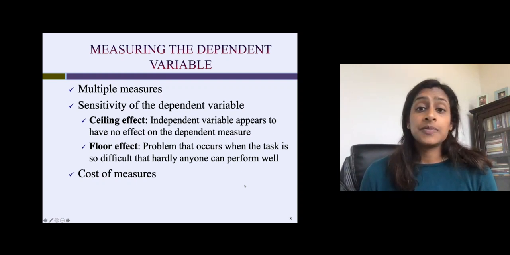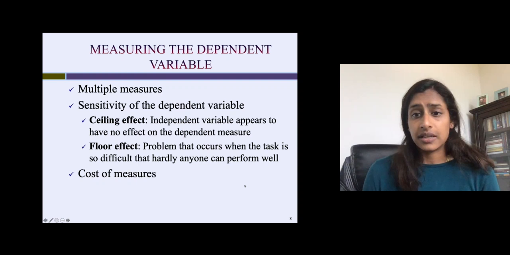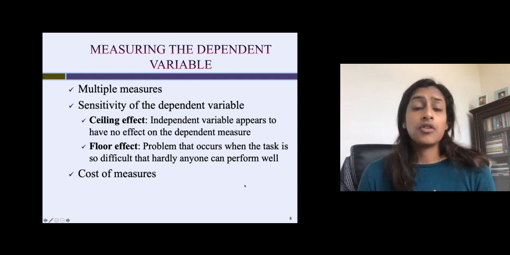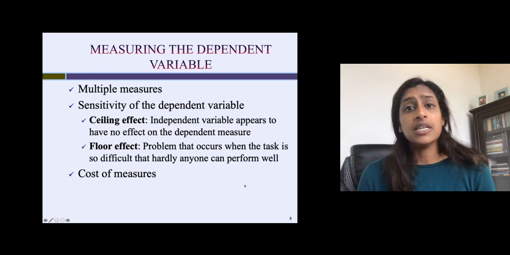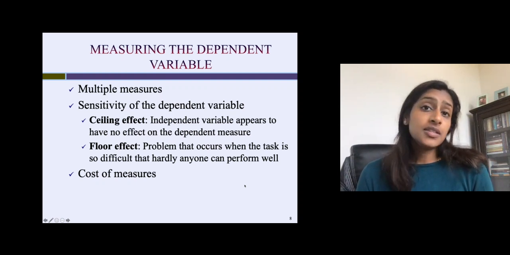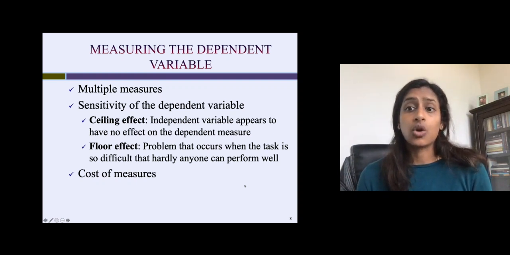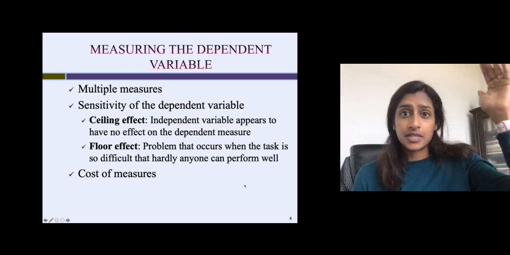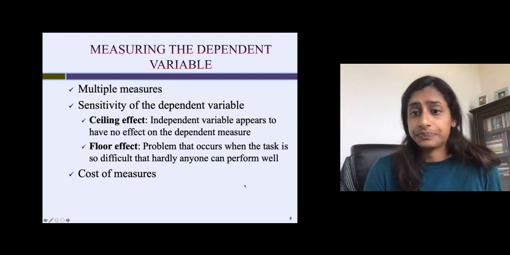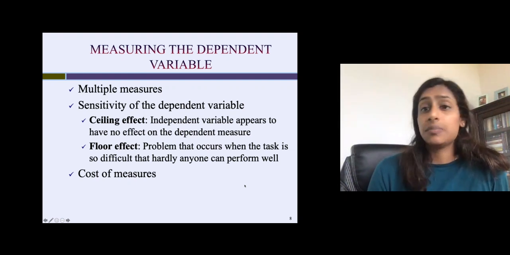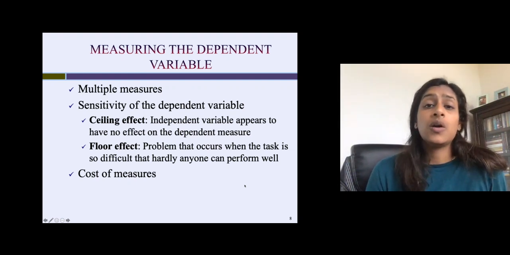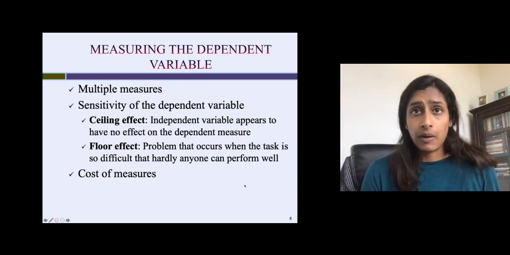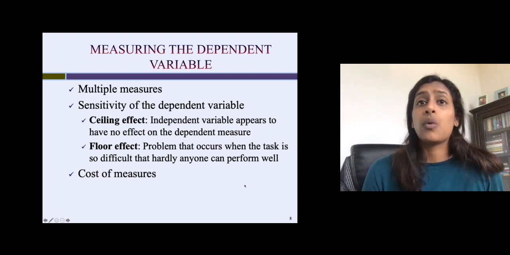And what we end up seeing as a result of the ceiling effect is the independent variable then appears to have no effect at all on the dependent measure. But this is only because our participants are quickly getting to that max level of performance. They're scoring at the top of the charts. The opposite problem would be when a task is so difficult that hardly anyone can perform well. And this would be that floor effect.